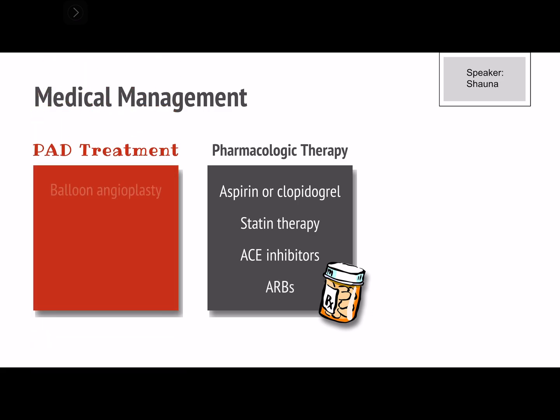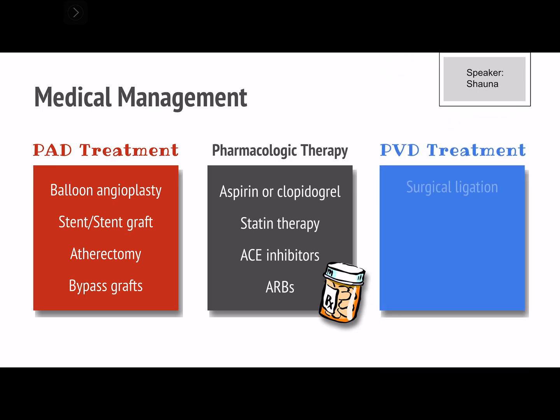Less invasive procedures to improve arterial flow in PAD include balloon angioplasty, stents or stent grafts, atherectomy, and for severe cases, bypass grafts to reroute blood flow around the occluded or stenosed vessel. PVD and varicose veins are treated with surgical ligation, microphlebectomy, thermal ablation, and sclerotherapy.